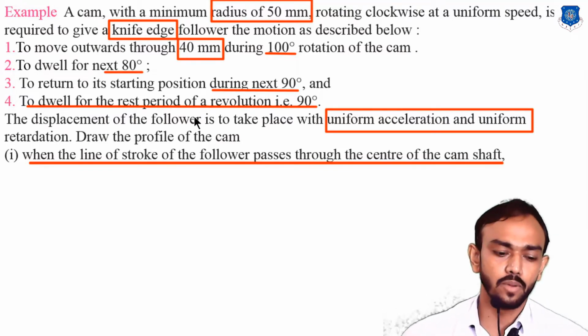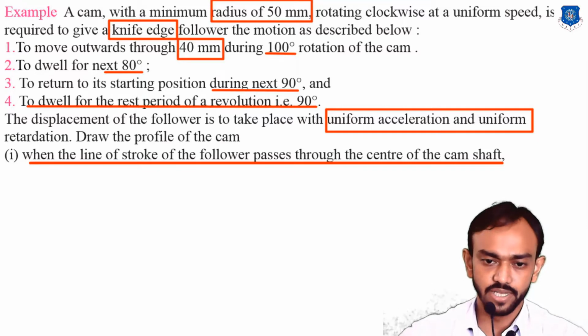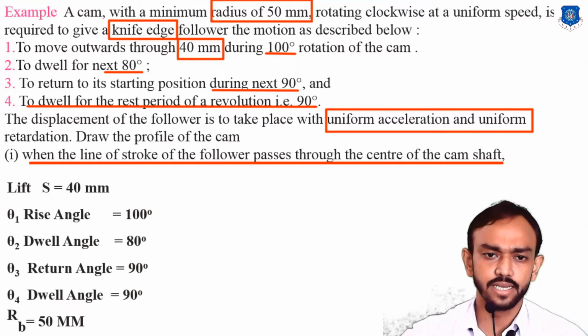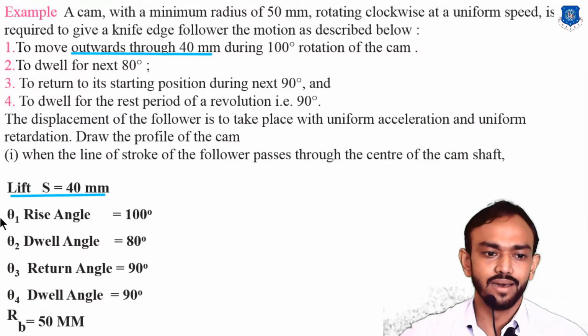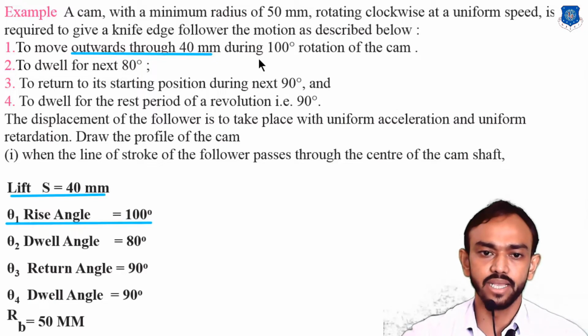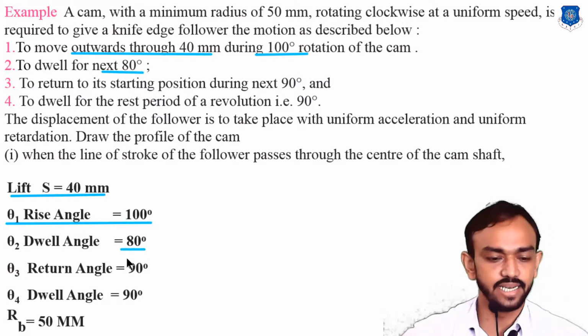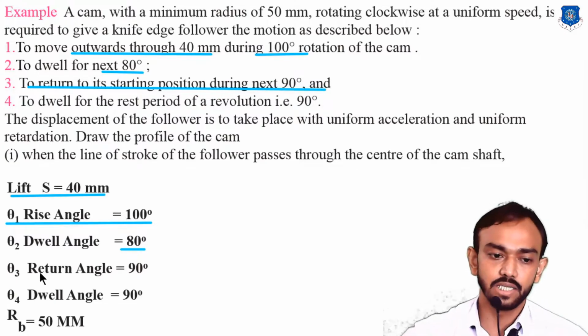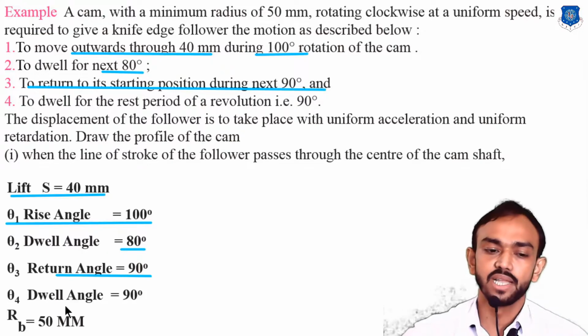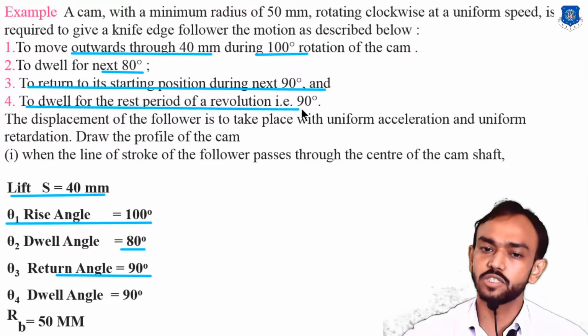Okay, let's start. First of all, what is the given data? You can see here the lift is given as 40 mm, in the outward direction. The rise angle theta 1 is 100 degrees. After that is the dwell of 80 degrees, so the dwell angle theta 2 is 80 degrees. Theta 3 is the return angle, which is 90 degrees. After that, dwell for the rest of the period.